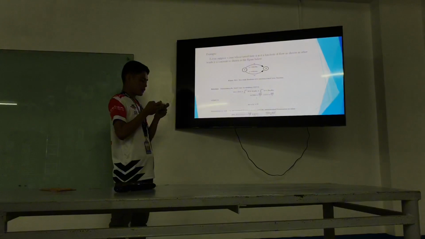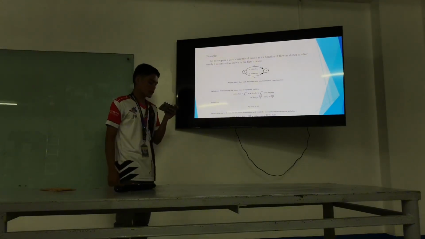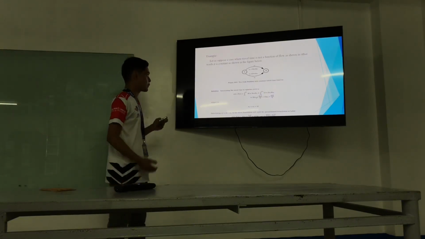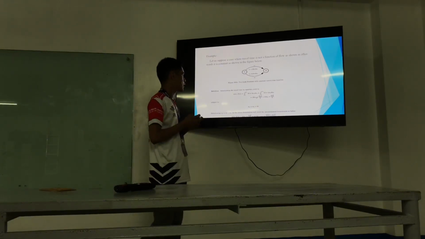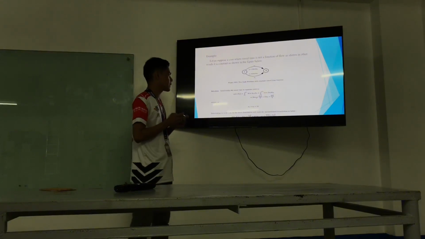For example, let us suppose a case where travel time is not a function of flow as shown. In other words, it is constant as shown in the figure below. As we can see in figure 10.3, this is the two-link problem with a constant travel time function.